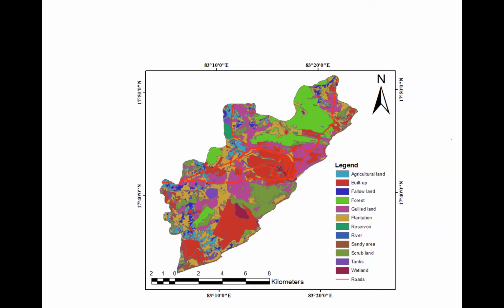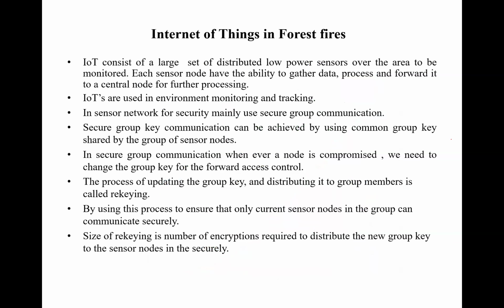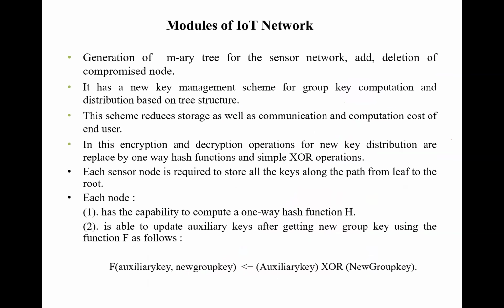So which one is fallow land, which one is forest land, which one is plantation, which one is the reservoir, which one is river. Okay, which one is tank here, which one is the wetland, which one is the mudland, which one is the agricultural field, what are the road networks there. So this is the entire map we can generate through ArcGIS. Okay, so IoT for forest fires. Okay, I will explain here.